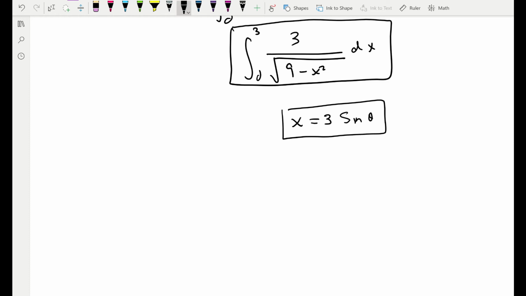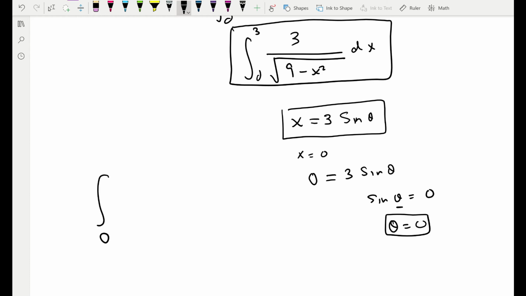So if x is equal to 3 sine theta, we have to change the limits. What happens if x is equal to 0? What is theta? If x is equal to 3 sine theta, then sine theta is equal to 0. So you want to find theta that gives you the sine value of 0. That's theta 0, right? If theta is 0, sine 0 is 0. So when x is equal to 0, theta is 0.